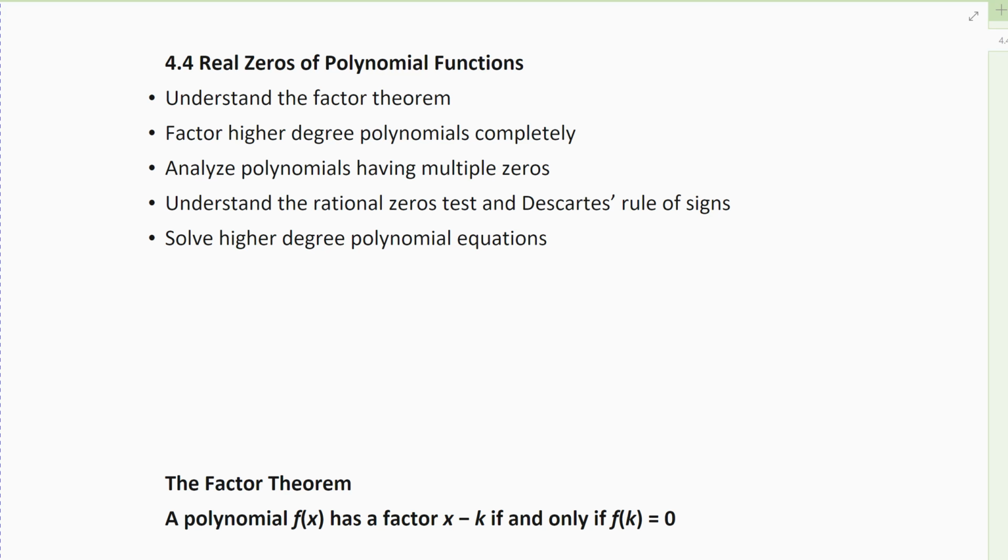theorem. We're going to analyze polynomials when they have multiple zeros, and how to interpret graphs when they have different multiplicities. Understand the rational zeros test and the rules that go with it, and solve higher degree polynomials. We're going to solve them by finding the factored form and the factors.